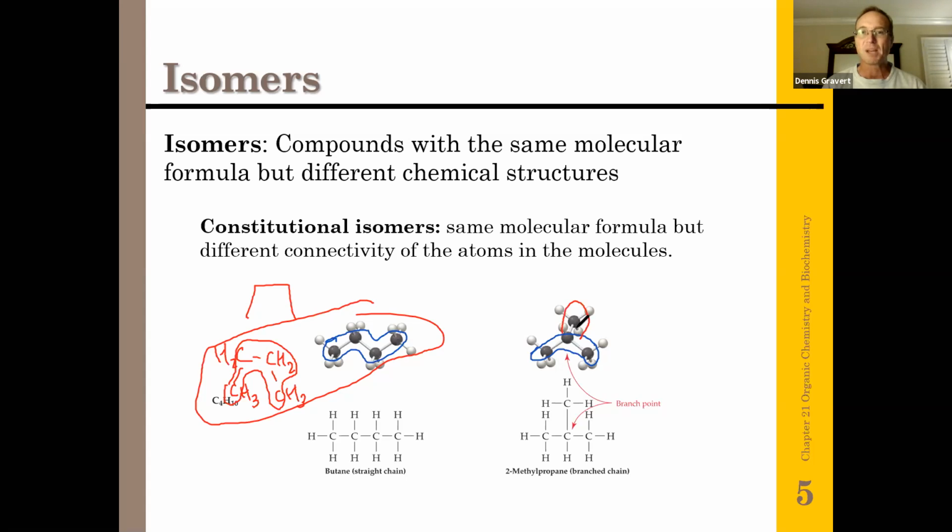But there's no way to bend or twist this to make a chain of 4 in a row. And there's no way to bend or twist this to make a chain of 3 with 1 branch. The only way you could do that is to physically break a bond and reconnect this to this end. And if you're breaking bonds, you might be making a new molecule. So these are different.